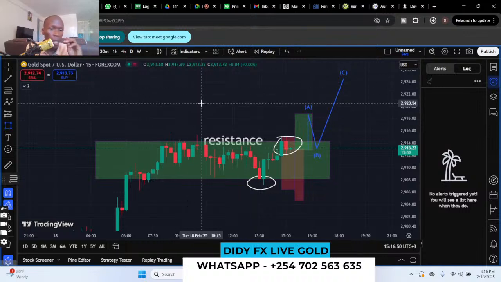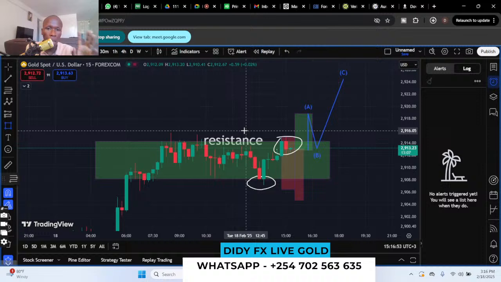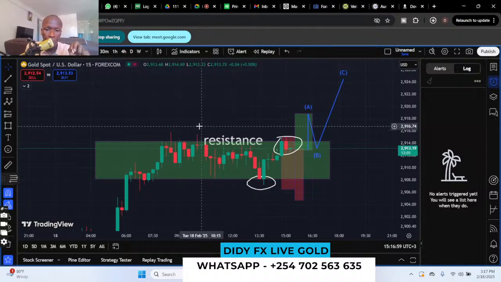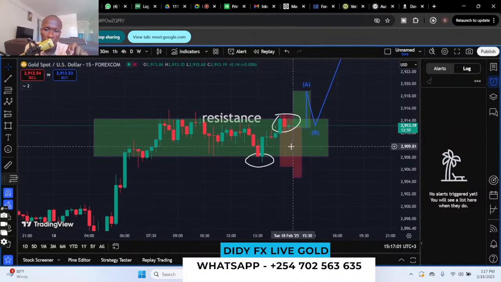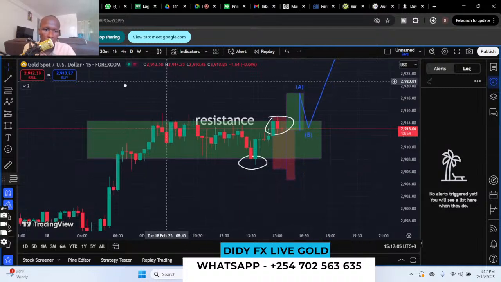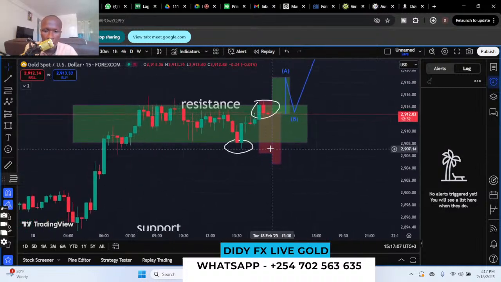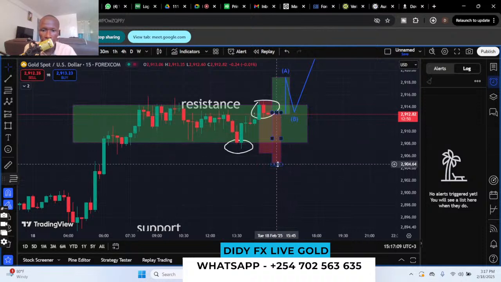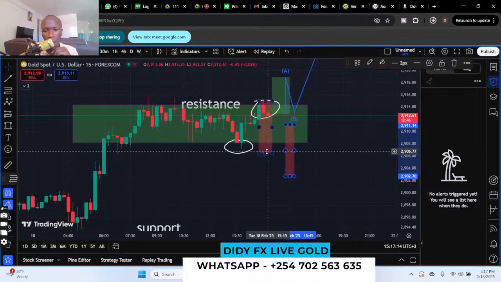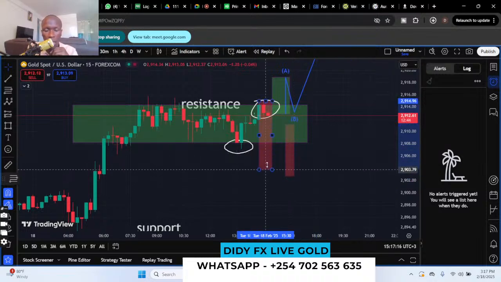Now how can we enter for sales? For us to enter for sales, this is what we are waiting for: any candle that closes below this resistance zone. That's the only confirmation we're waiting for. Any bearish candle that closes below this area.